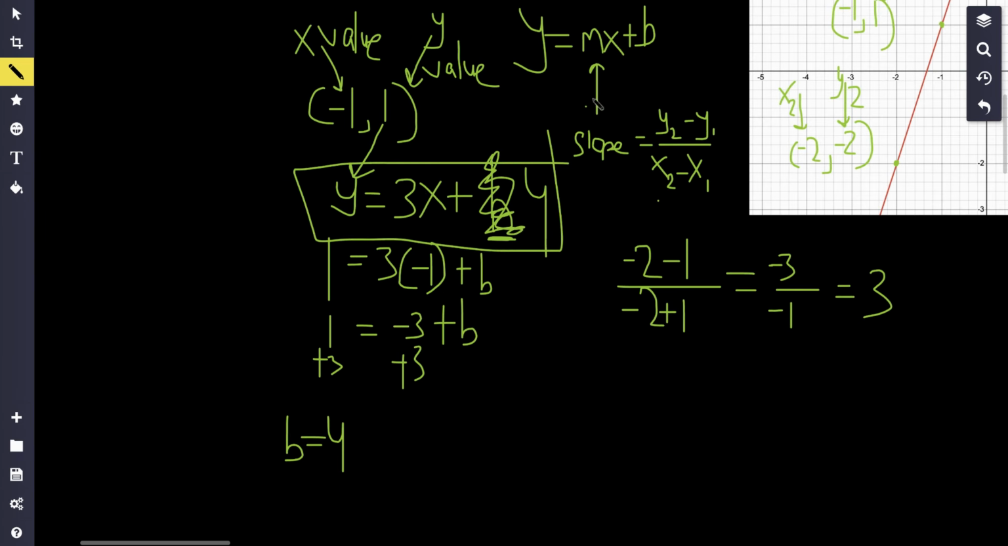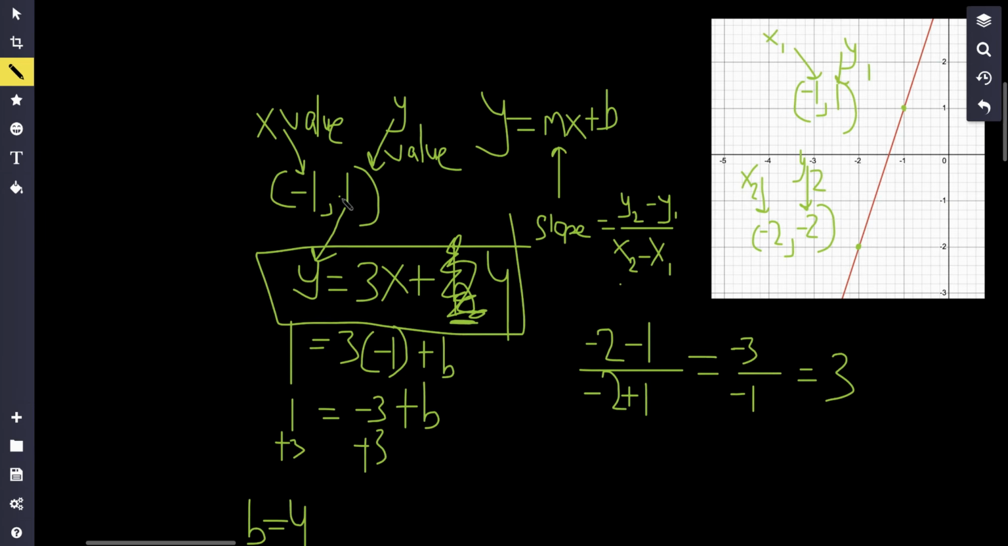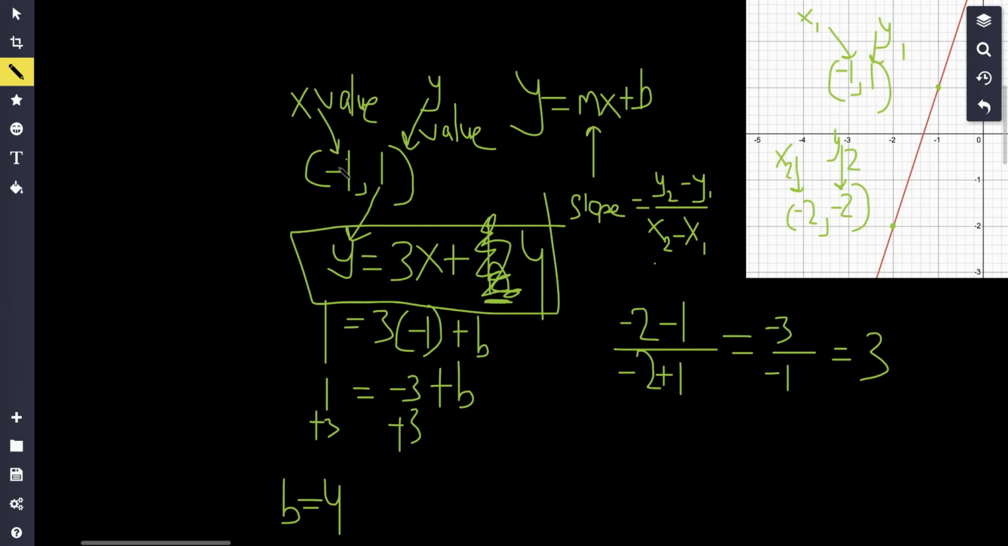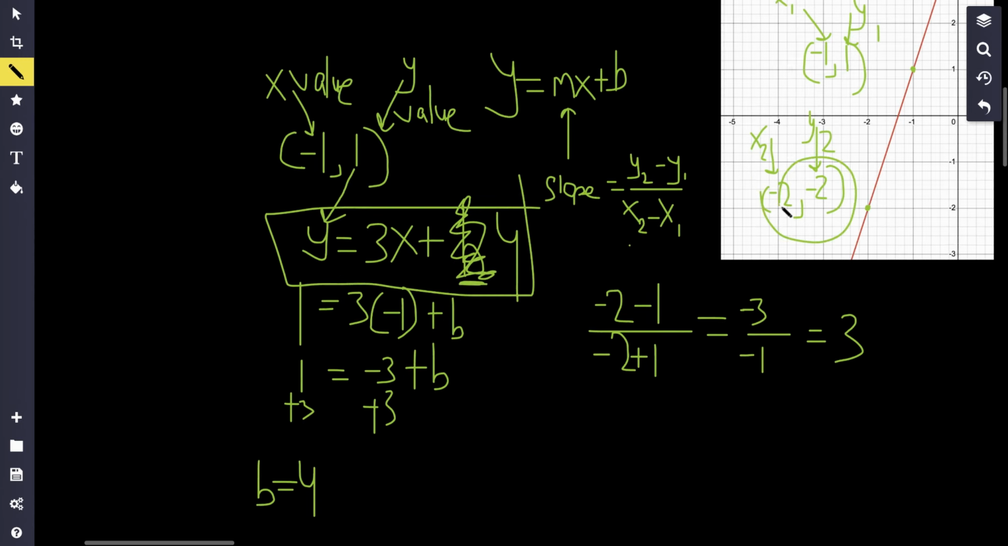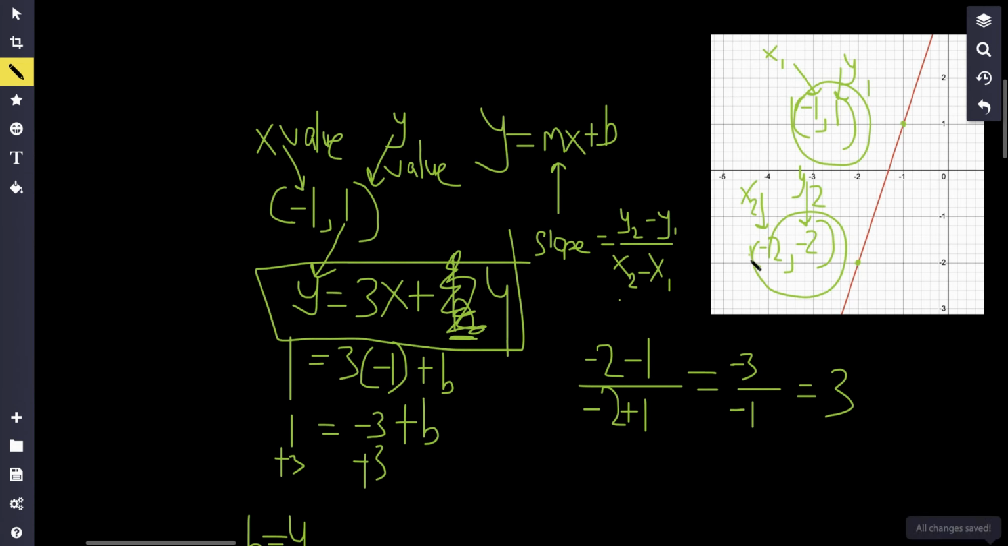So whenever you don't know how to find the y-intercept, just plug in one of the points into the x and y values, because you know that has to be true, and then you can solve for the y-intercept from there. And it actually does not matter if you plugged in this point, negative 1, comma 1, or if you plugged in this negative 2, comma negative 2. Everything will still work out just fine, okay?